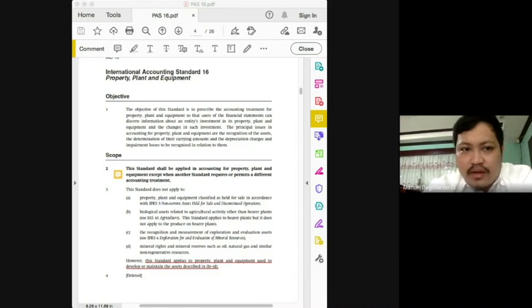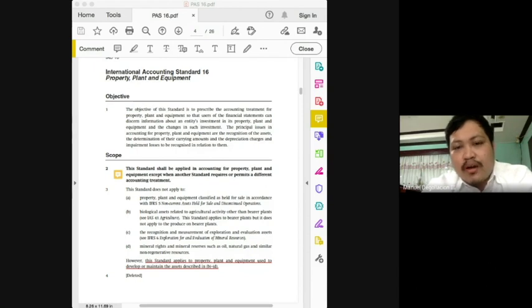But I would just like to direct your attention to the objective, class. It's very simple. Okay, this standard prescribes the accounting treatment for property, plant, and equipment, also known as PPE for short, so that the users of the financial statements can discern information about an entity's investment in its property, plant, and equipment, including the changes in such investment. There's nothing peculiar here, class. This is a very basic statement. But I would just like to lead your attention, class, to the use of the word investment here.